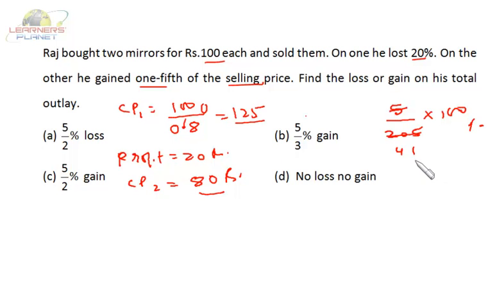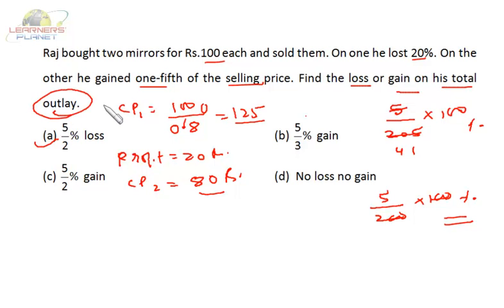Friends, this is his actual loss, but we are asked the profit or loss on his total outcome. That is, we have to calculate the profit or loss on selling price. So the loss is 5 rupees and selling price is 200 rupees. So it is 5 by 2% loss. Be very careful about it. We have to calculate the loss or profit on his total outlay. So it's 5 by 2% loss.